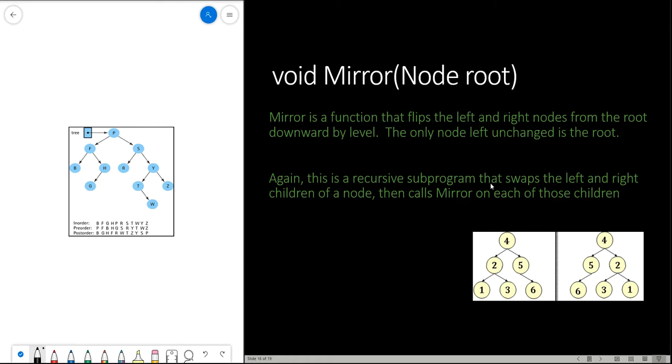So again, this is a recursive subprogram that swaps the left and right children of a node, then calls mirror on each of those children. So imagine that. So the 4, we say, swap your children. So that means that it would look like this. So we have our 4, which points to 2, 5.